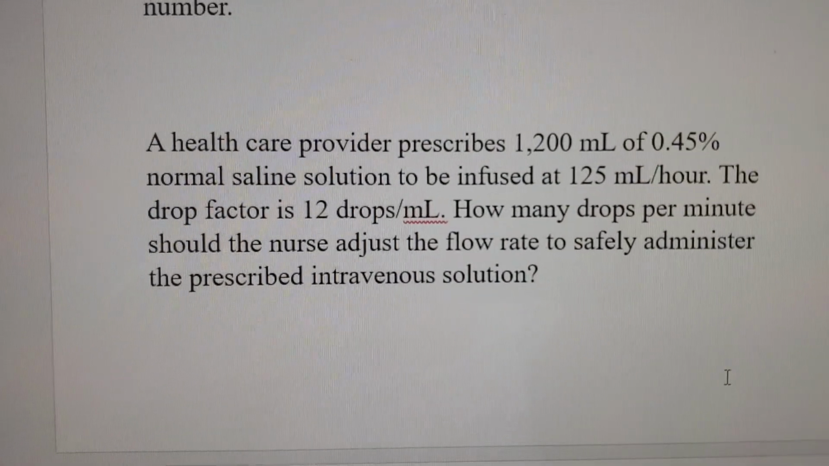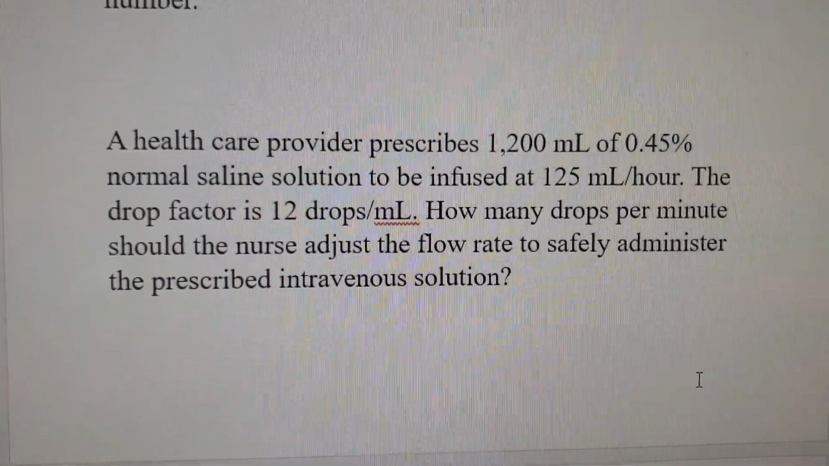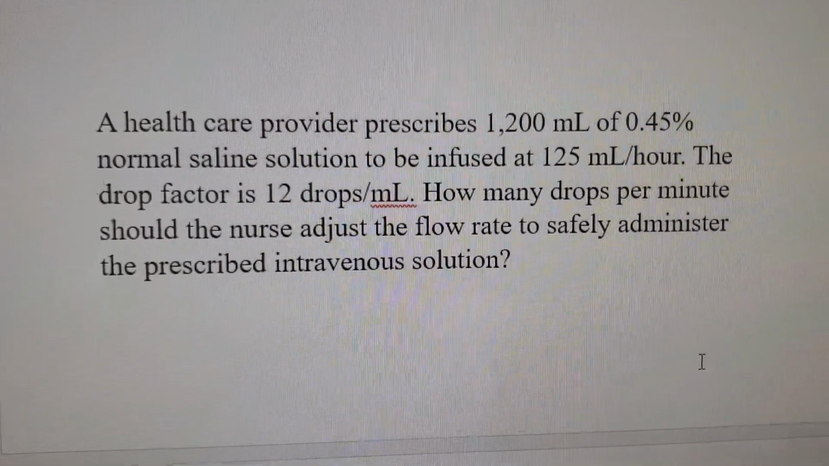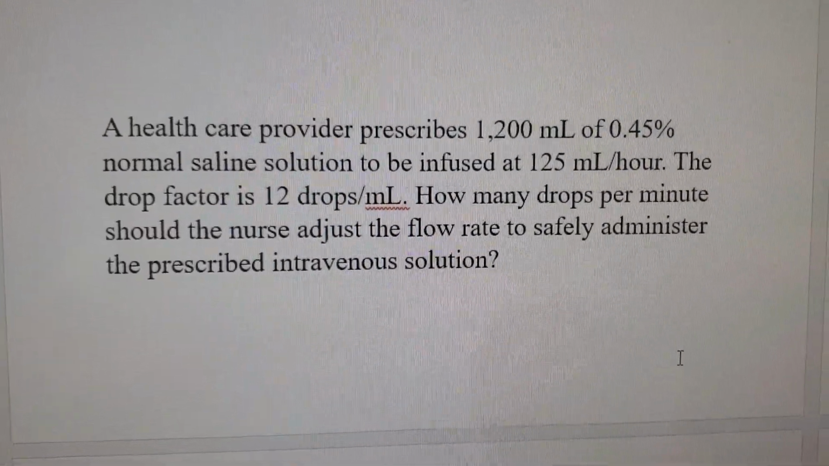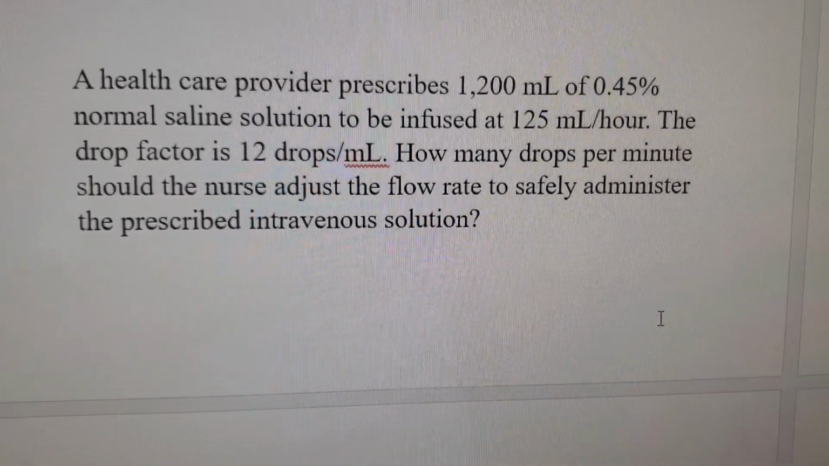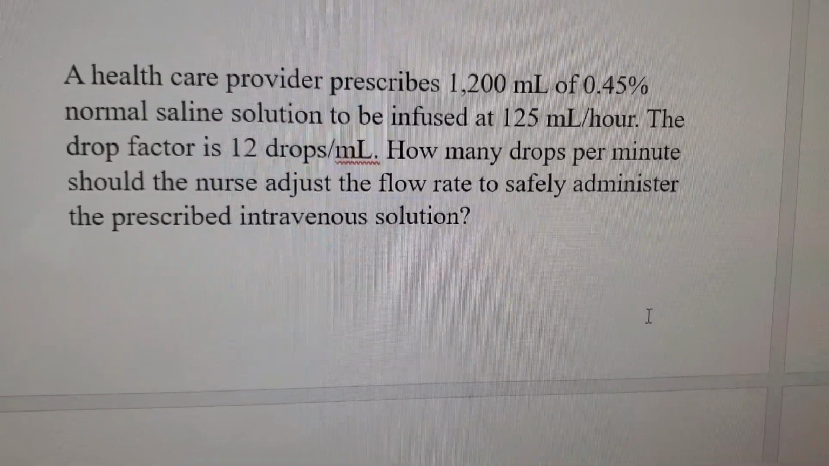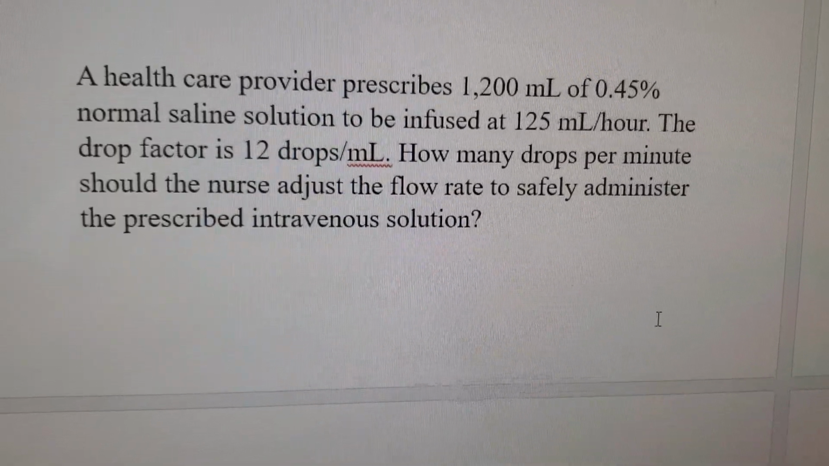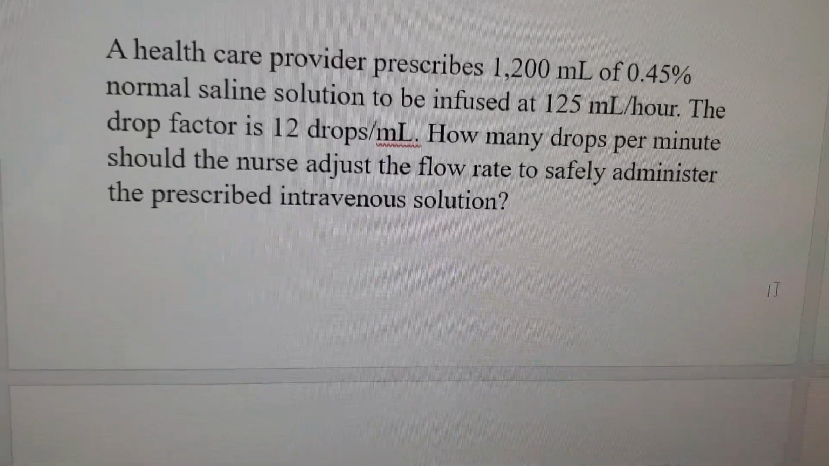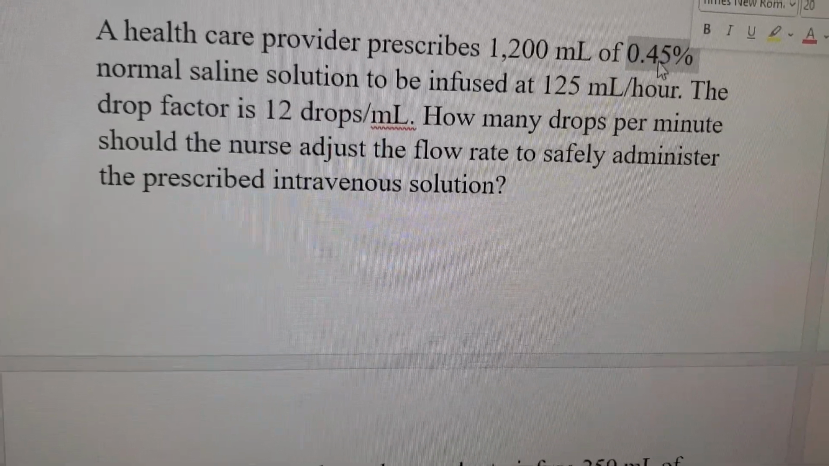What does it say? A healthcare provider prescribes 1200 ml of 0.45 normal saline solution to be infused at 125 ml per hour. The drop factor is 12 drops per ml. How many drops per minute should the nurse adjust the flow rate to safely administer the prescribed intravenous solution?